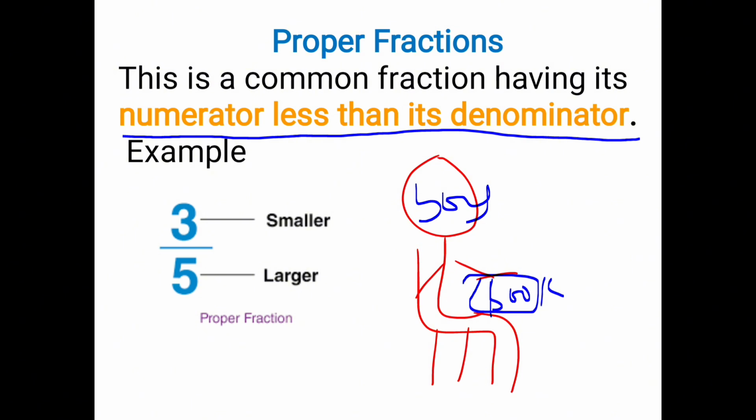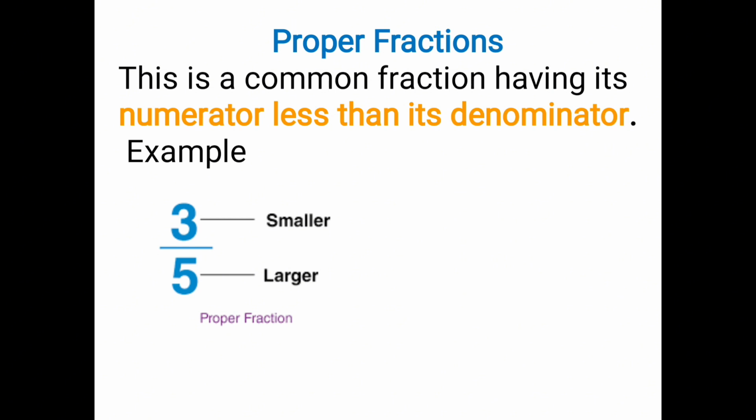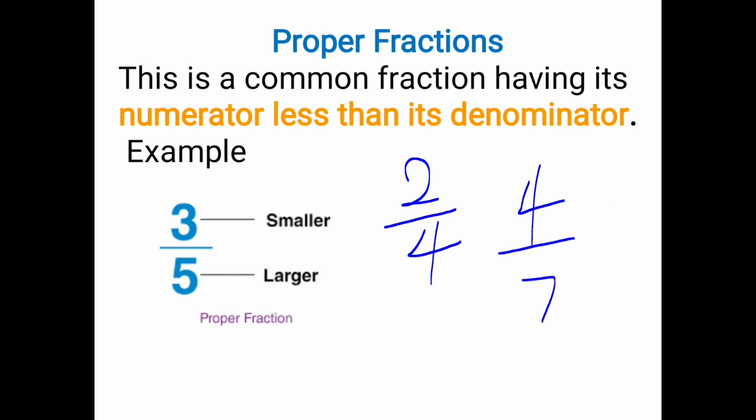I would like you to give me example of proper fraction. I can say 2/4, right? Very good. And I can also say 4/7, right? Very good. And I can also say what? 3/8. As long as you have the bigger number below as the denominator and the smaller number above as the numerator, that kind of fraction is called proper fraction. Do you understand? Very good.